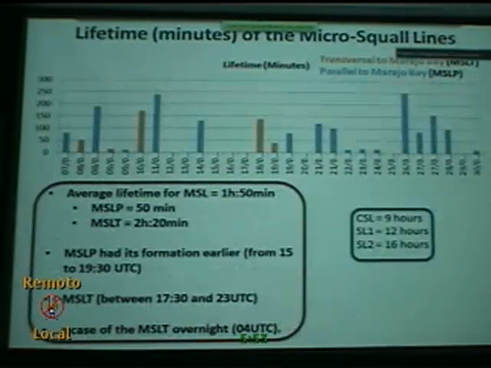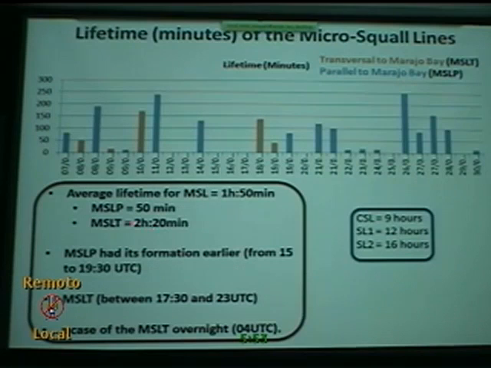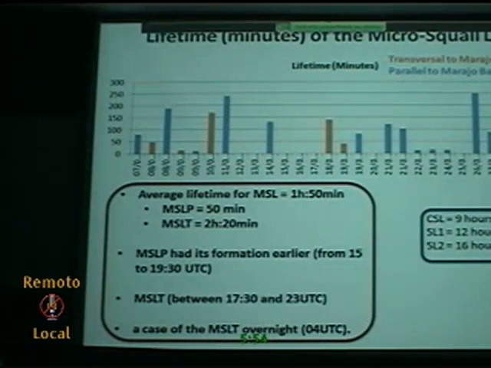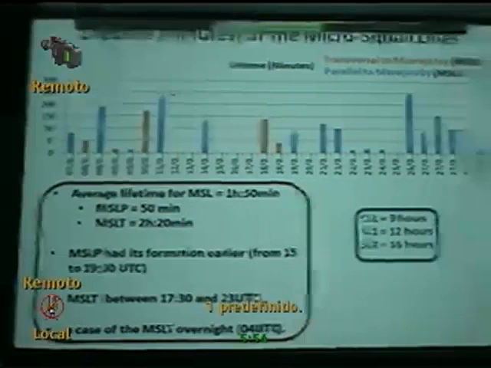So we try to understand this, a little bit, because it's very new for us. We didn't see this before the sugar campaign in Belém. We tried to see how long this micro squall line lives. The parallel to the bay has a short life compared to the transversal. Also, the parallel formation is earlier compared to the transversal. And in one transversal case, it occurred overnight, but one day before you had a traditional squall line. If you compare the lifetime for this case with the traditional, it is very, very small.